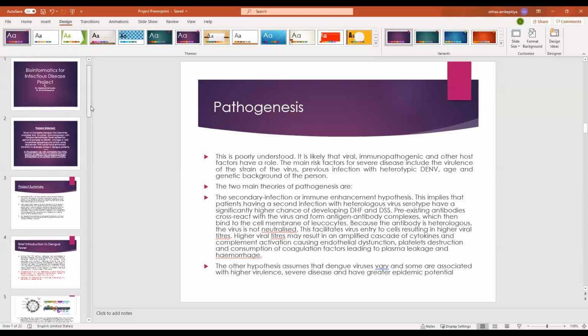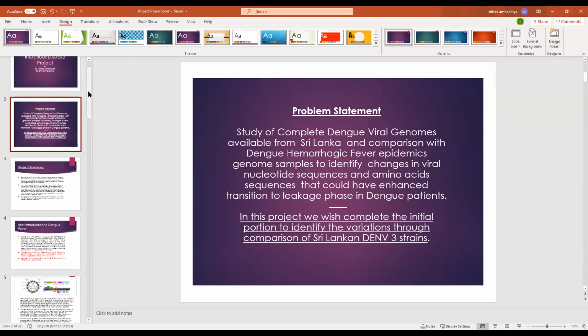So our problem statement. We thought about several projects, and then we settled on dengue because dengue is very endemic to Sri Lanka. It's actually an epidemic, and it has spread to most of the countries now. But it's quite important in a Sri Lankan context because of the monsoons and everything. So the problem statement is a study of a complete dengue viral genome available from Sri Lanka and comparison with dengue hemorrhagic fever epidemics.